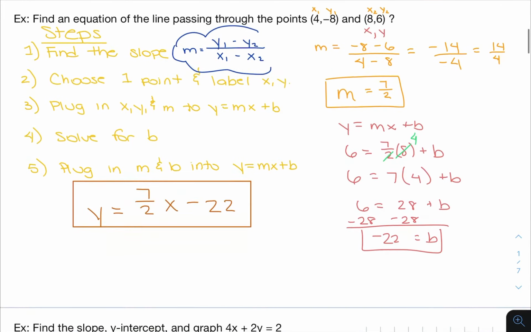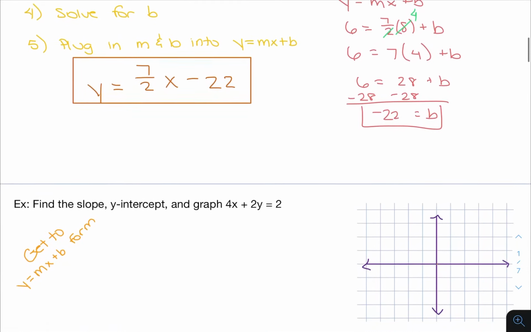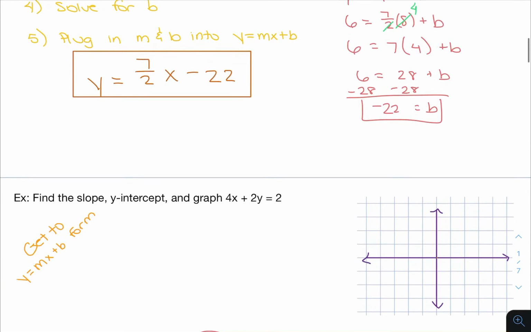So now let's try to find the slope and y-intercept of the graph 4x plus 2y equal to 2. The easiest way to go about this is to just put this into y equals mx plus b form so that we can identify what the slope and y-intercept are. So we have 4x plus 2y equal to 2. If we try to isolate y by itself, that will give us the form of y equals mx plus b.